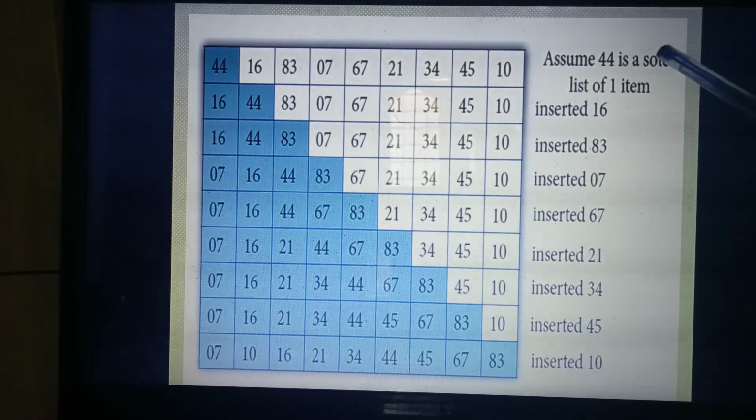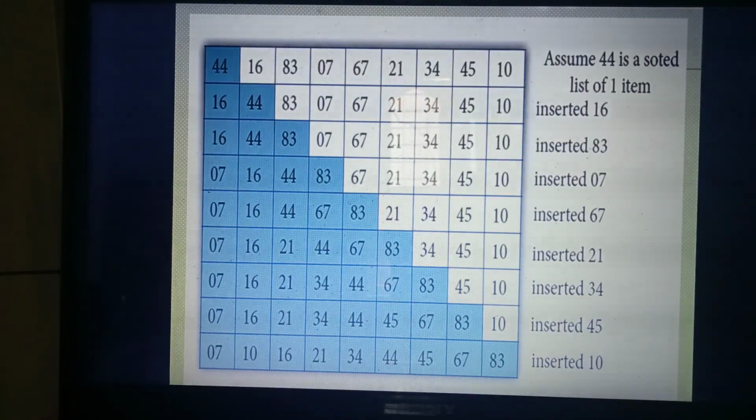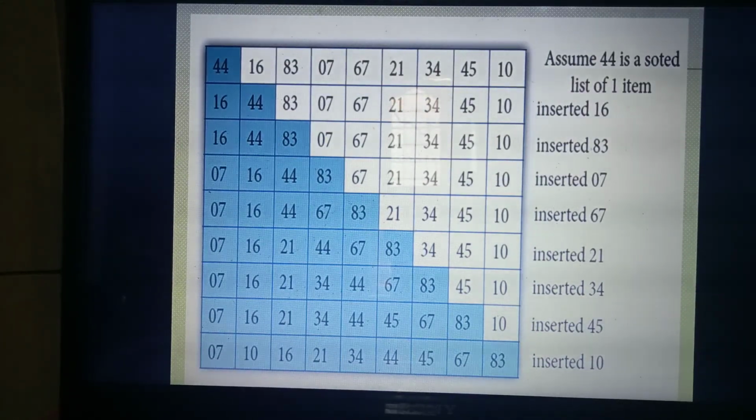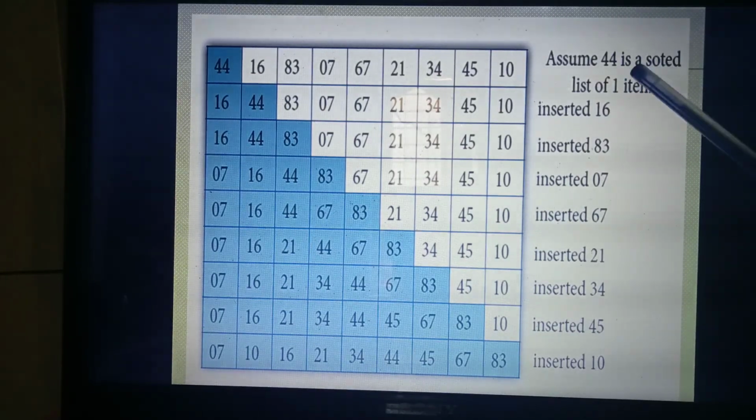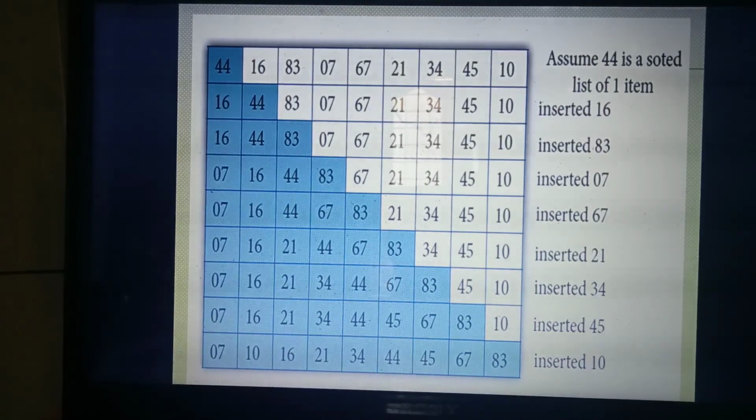So assume the first element is 44. What's the first step in the pseudocode? First element means no need to sort. So for that only they are giving: assume 44 is sorted in a list of first item. Already the element is 44. No need to sort.